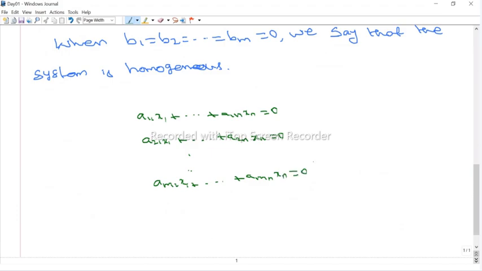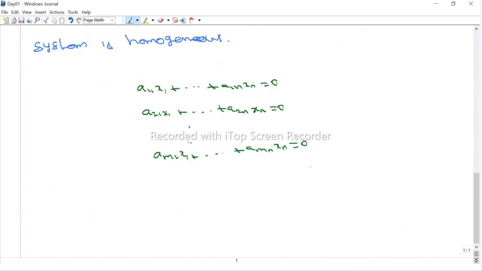Now, at least we have one solution that satisfies this. So what is the solution? If we take x1 equal to 0, x2 equal to 0, etc., xn equal to 0, this n-tuple satisfies all the equations simultaneously, because substituting these into the first equation, a11 into 0 plus a12 into 0, everything is 0. Therefore, if you have a homogeneous system, we can always have the solution 0, 0, 0. This solution is called the trivial solution.